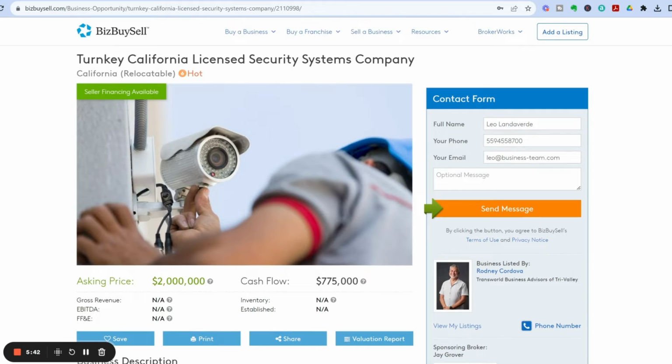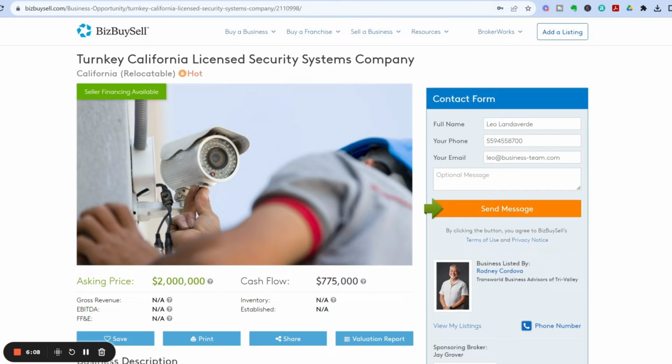Now, I know that Transworld does a pretty good job with their CIMs, their customer information memorandums, or their confidential business reviews. There is seller financing available. I am usually skeptical of seller financing. What I normally go to on seller financing is, what is wrong with the business and why is it not pre-approved by an SBA lender?